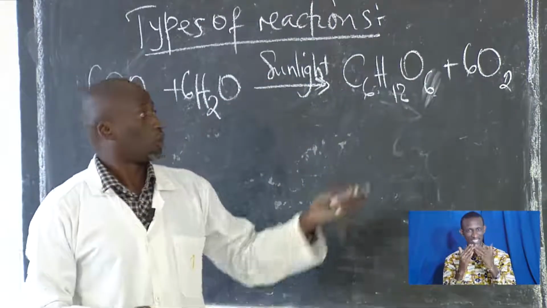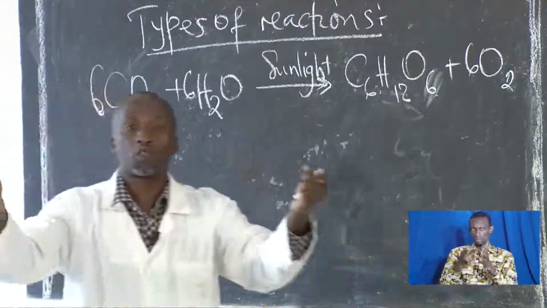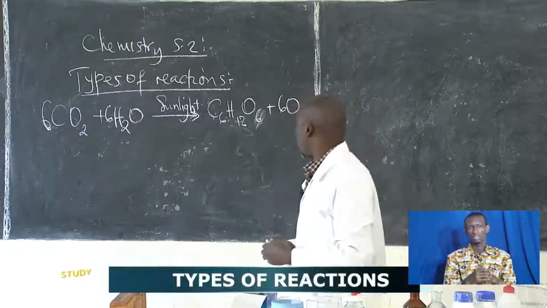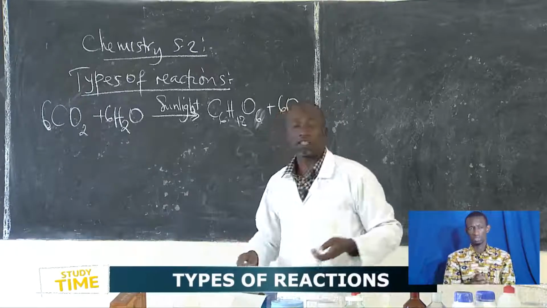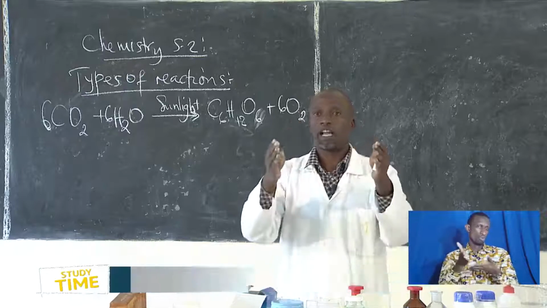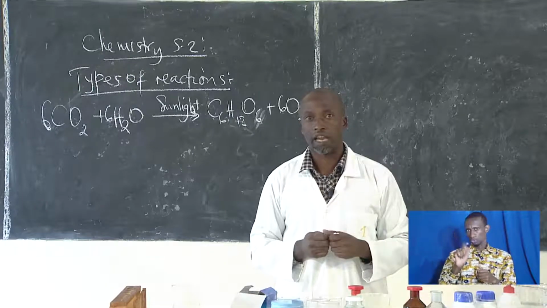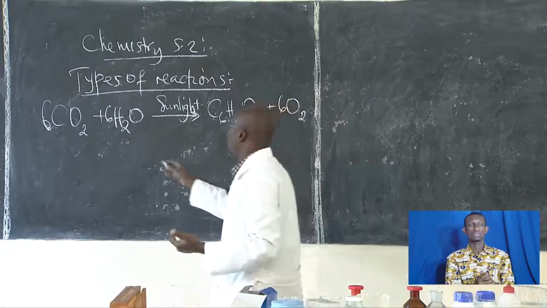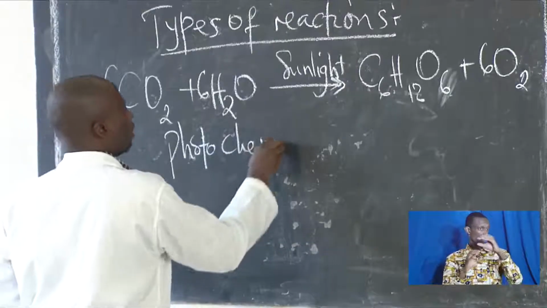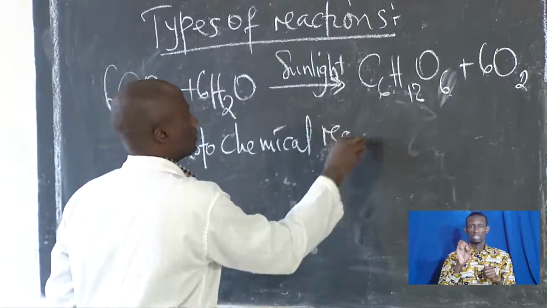Thank you. So that means the process of photosynthesis gives food components, and it takes place in the presence of light. So all the reactions that take place in the presence of light are called photochemical reactions. So we can call this one a photochemical reaction.